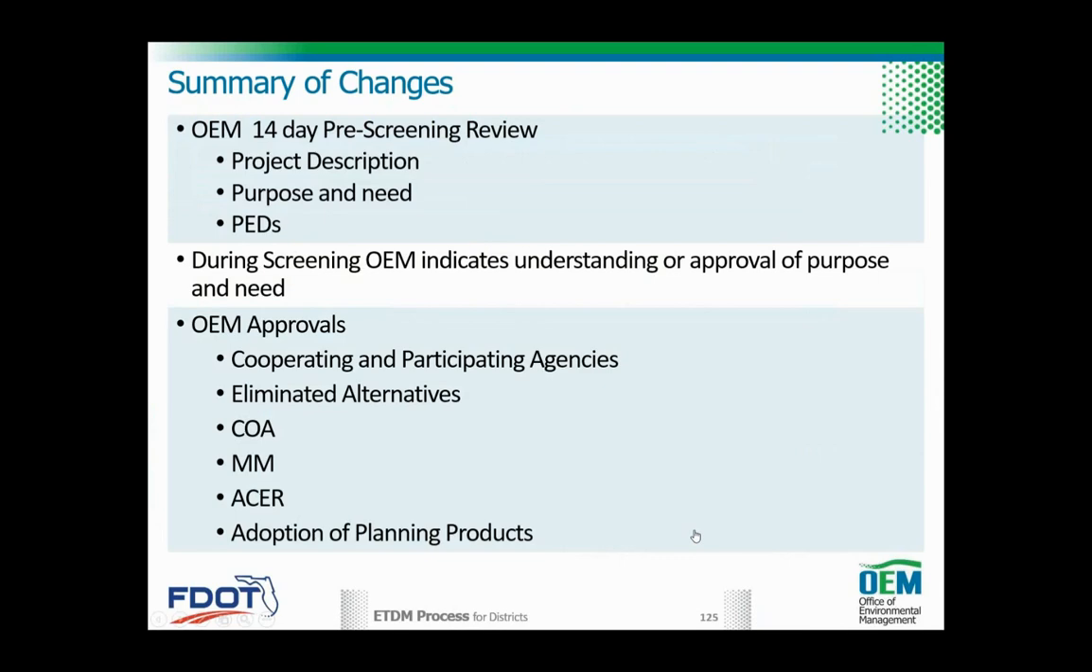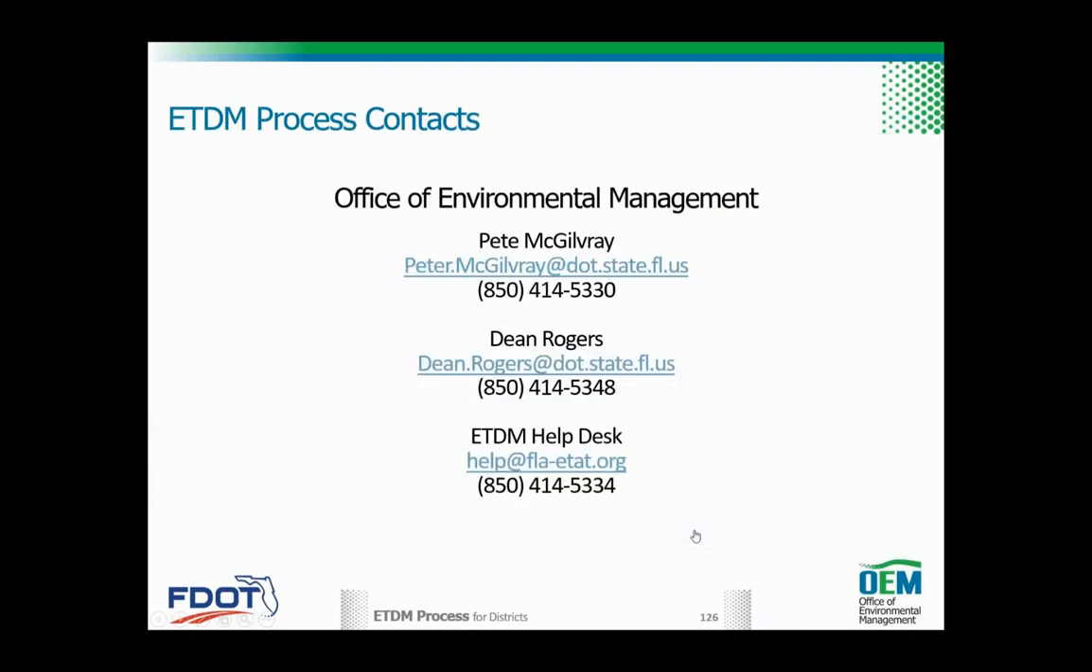The OEM approvals that were previously completed by FHWA will transition over to this office, so things like cooperating and participating agencies, eliminated alternatives, class of action determination, approval of the methodology memorandum, and the alternative corridor evaluation report, as well as the formal adoption of any planning products. So that said, we have finished the ETDM section.